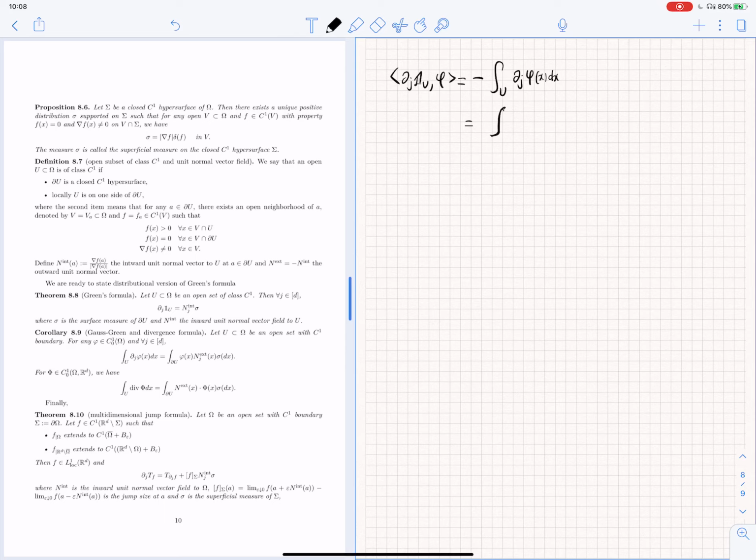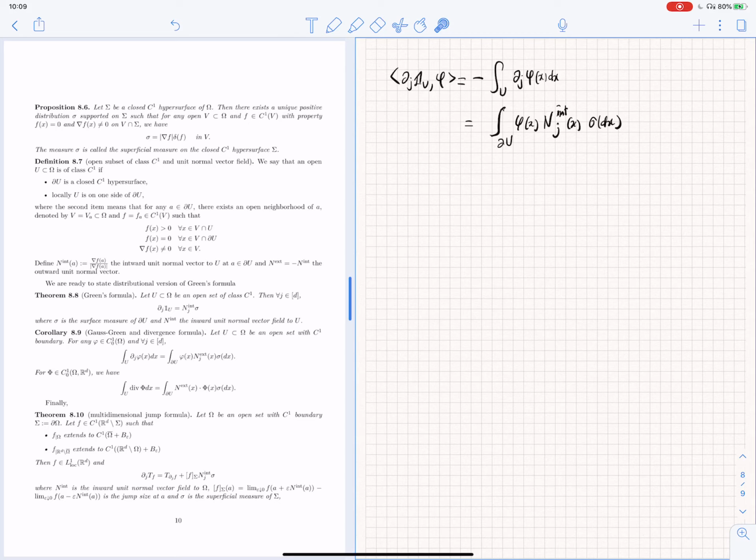defines the product. So again, phi of x times the inward unit normal vector, its j-th component of x, sigma dx. This is what we have, and we also know that it's actually supported on the boundary. So it's actually the boundary of u, right?